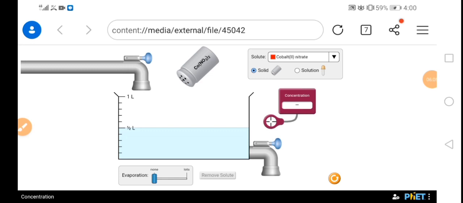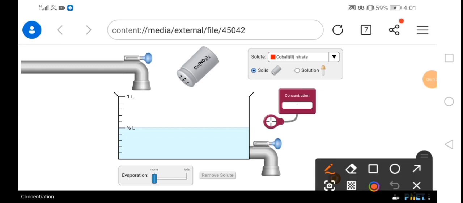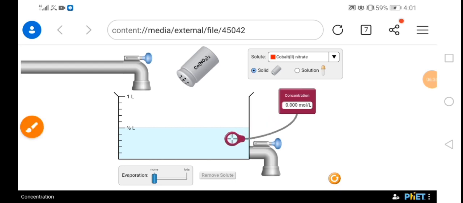Now I don't have a measuring cylinder. When you measure the concentration of this distilled water, when you pay attention here on the concentration part, you will find that the concentration there will be 0. As you can see, we are having 0.00, meaning water is neutral. There are no ions in water.